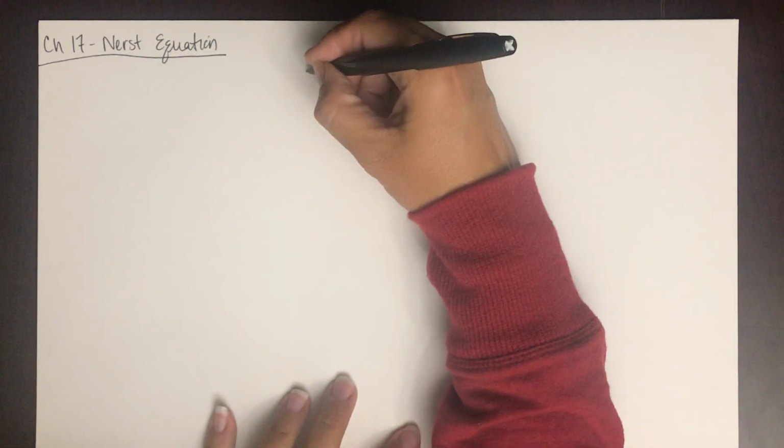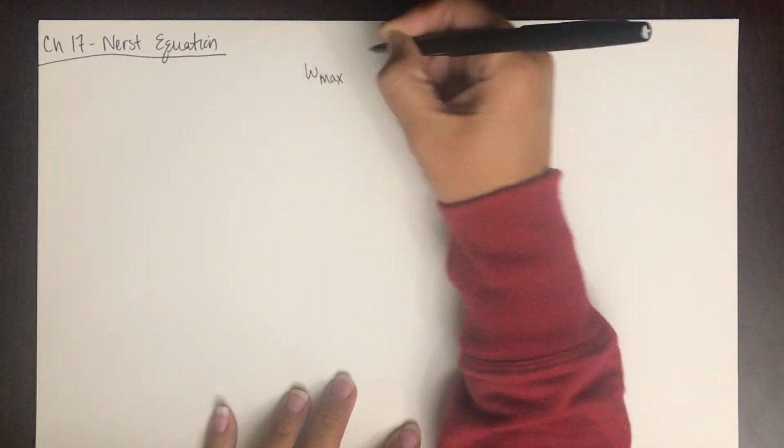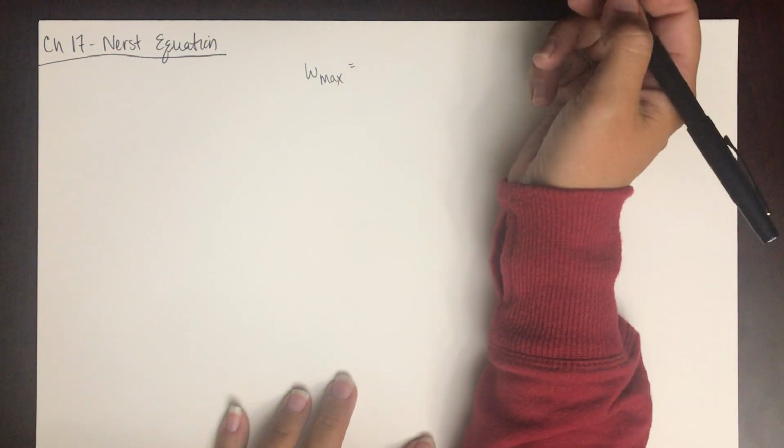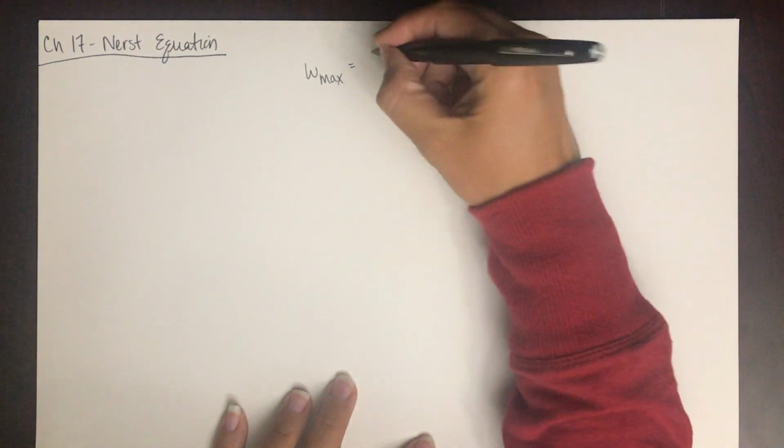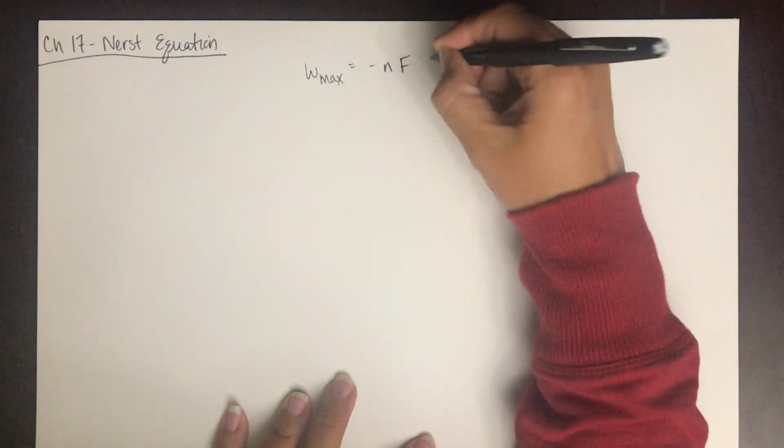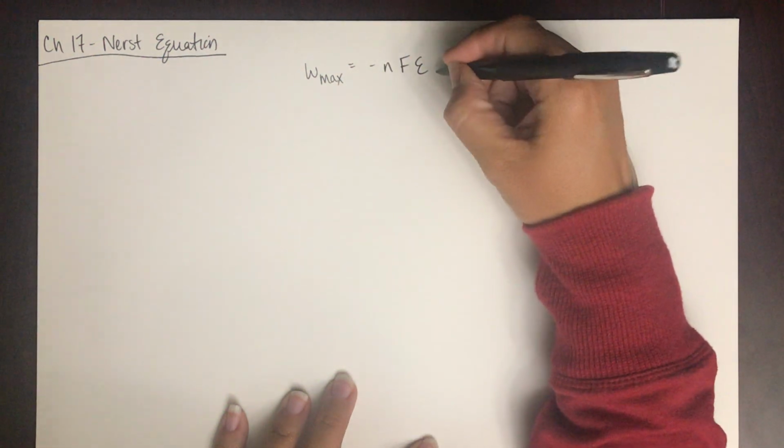Okay, so let's look at something called the Nernst equation. The Nernst equation is a way to look at how much work or free energy this electrochemical cell has the potential to do. It says the maximum amount of work, remember work is in a unit of joules or kilojoules, a unit of energy, equals negative n F E cell.